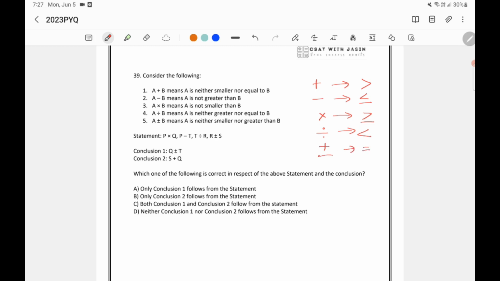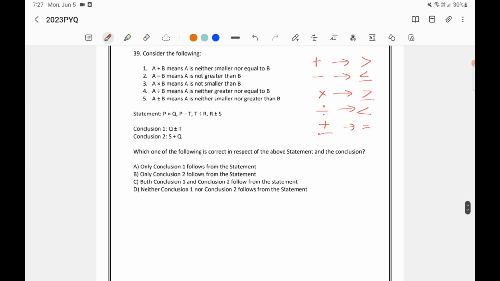In these types of questions, first you need to find out which of the given symbols corresponds to greater than, less than or equal to. Now we have to convert the given statements into proper forms. So P into Q means P greater than or equal to Q. Similarly, P minus T means P less than or equal to T. T divided by R means T less than R. R plus or minus S means R is equal to S. So these are our statements.